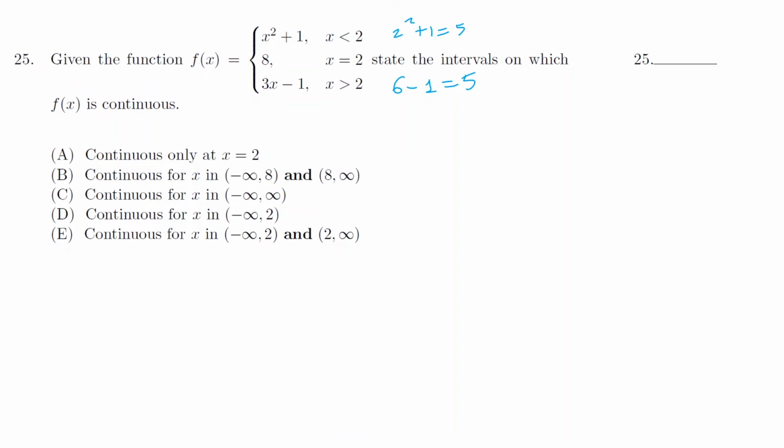And the answer is... so discontinuity at 2, so I was about to select this, but it said continuous, so continuous everywhere but 2, so it's E. And at this point of time, we're now ready to move to the calculator section. So let's do that.